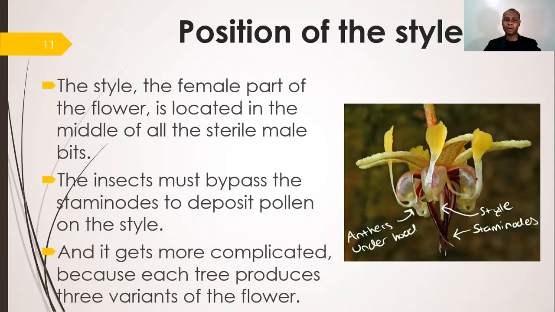And usually it gets more complicated because each tree produces 3 variant flower types. We mentioned there are 3 types of flowers. Because of the differences in the type of flowers on the cacao tree, it actually makes it more complicated when it comes to flowering. Because some are convergent, some are straight, and some are diverged or splayed.